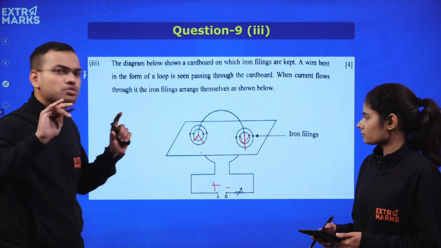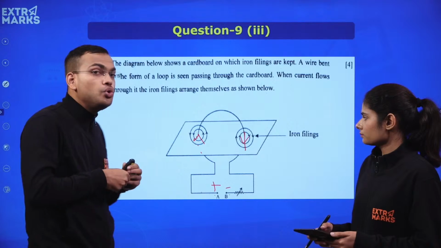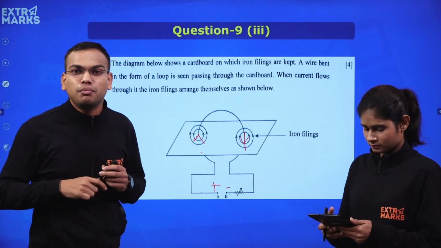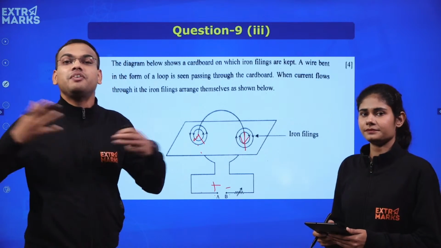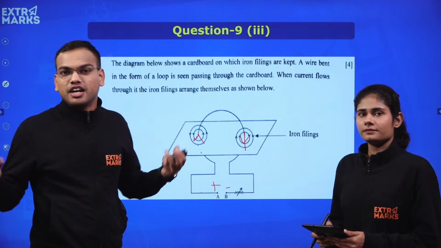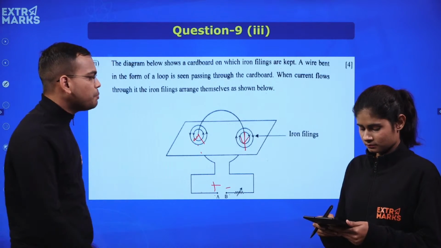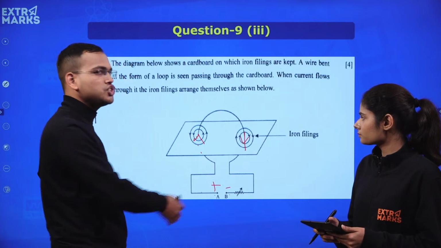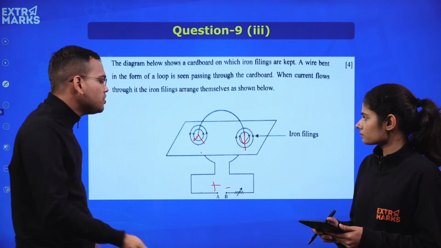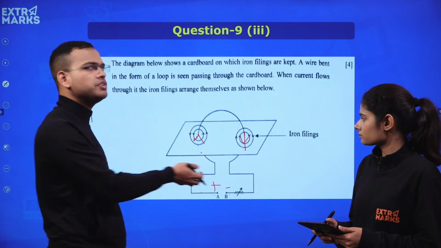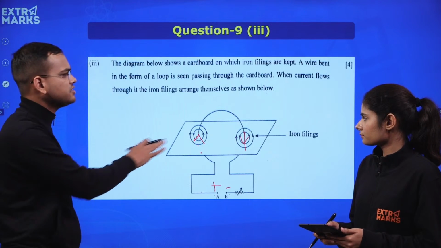Why? Look, this question is not very difficult. If you know the right hand thumb rule, which is very basic, whenever we start with current flowing in a straight conductor, we use the right hand thumb rule, which is very, very simple. By that rule, we know the direction of flow of current. Once we know the direction of flow of current, we know the current always flows from the positive to the negative terminal of a battery, right? That's it.